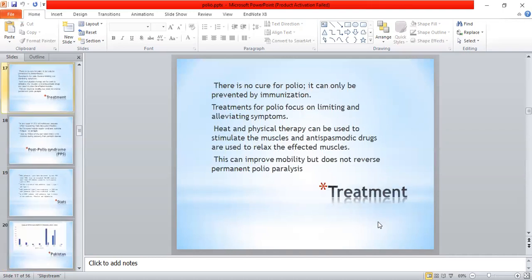Now, treatment. There is no cure for polio. It can only be prevented by immunization. Treatment for polio focuses on limiting and alleviating the symptoms. Heat and physical therapy can be used to stimulate the muscles, and antispasmodic drugs can be used to relax the affected muscles. This can improve mobility but does not reverse the permanent polio paralysis.